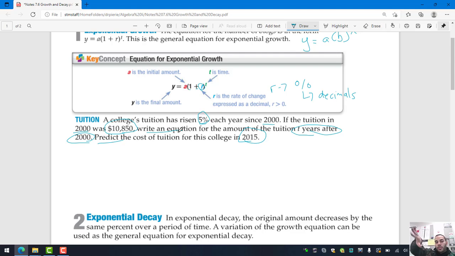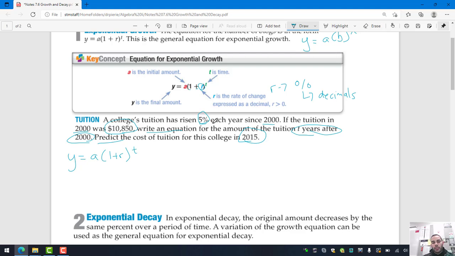College tuition is getting more expensive every year. More specifically, it's growing at 5%. It's getting 5% more expensive every year, so it's going up and up. Because we know it's going up and up, this is going to be the exponential growth equation. We know it's going to follow the format y equals a times 1 plus r raised to the t power.